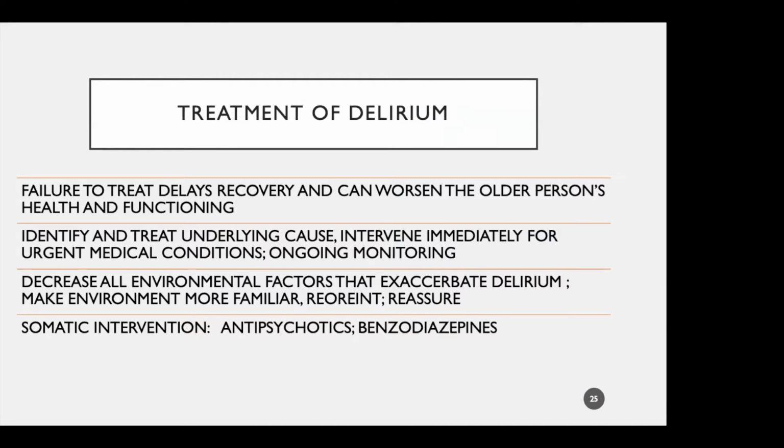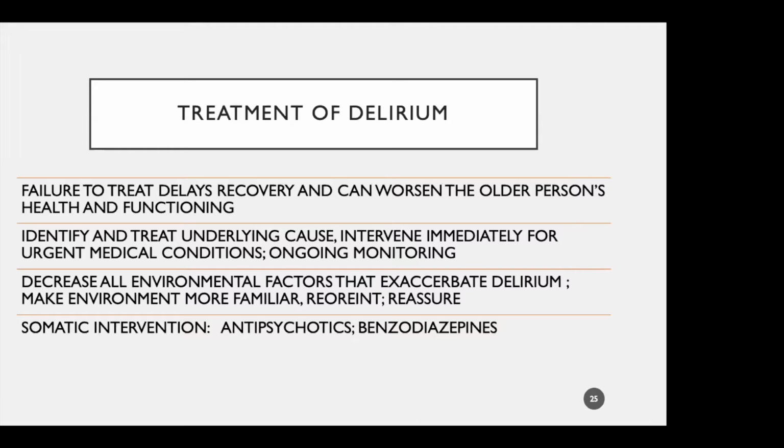So treatment of delirium is crucial. Failure to treat delays recovery and can worsen the older adult's functioning and health. Whatever functioning they had can deteriorate, and it actually puts them at risk for death. It is critical to identify the underlying cause. If it is polypharmacy, if it is 3 medications interacting, or they're at such toxic levels, whatever it is, you need to treat the underlying cause. Intervene immediately for urgent medical conditions, and then obviously ongoing monitoring.